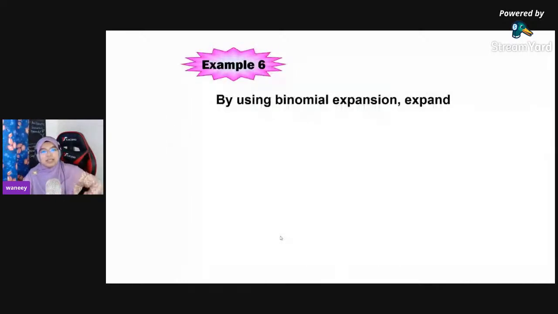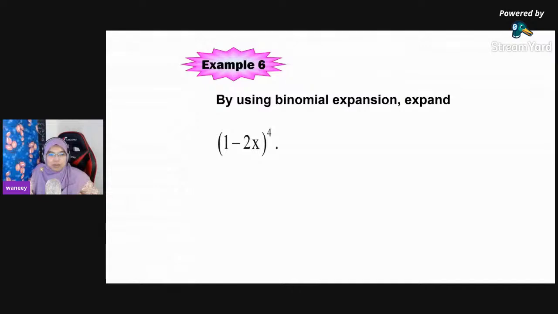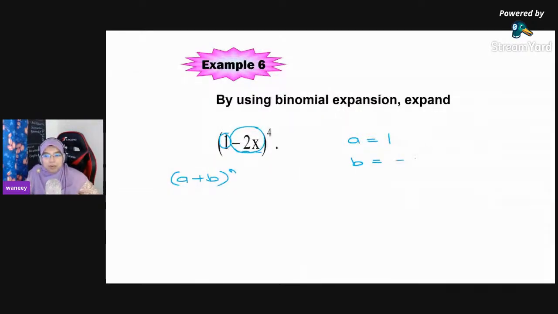Okay, so example 6. By using binomial expansion, expand (1 minus 2x) to the power of 4. Okay, so firstly, let us check what is a, what is b, and what is n. So we are going to use the formula for (a + b) to the power of n, right? Okay, so let us check. a is 1. What is b? So b is this number. Don't forget you have to take the sign as well. So b is negative 2x. Meanwhile, the power n is actually equal to 4. So now let us expand them.